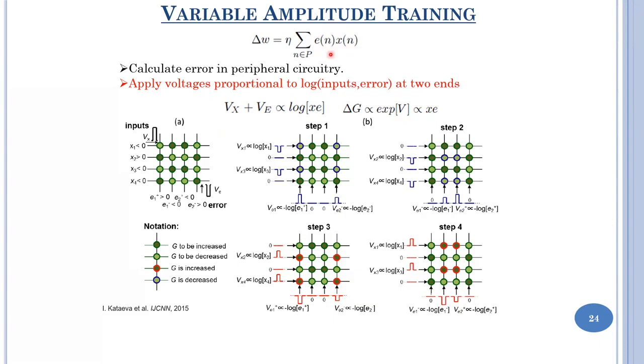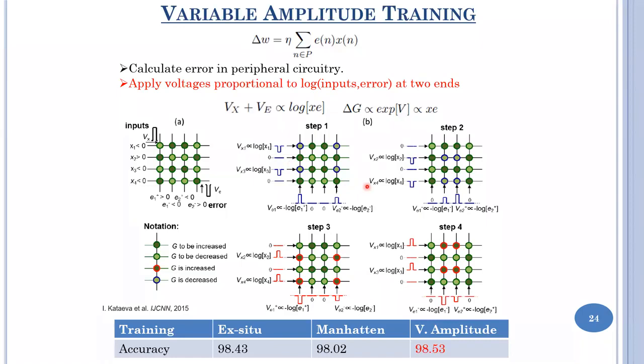So you can also change the amplitude, or the change in the conductance, proportionally to the value of error multiplied by this Xn. That is something you can do just by encoding your voltages proportional to the log of inputs and errors. We performed several simulations on this, and what we found out was the accuracy of the training accelerators on MNIST dataset and even CIFAR dataset. I have reported the results of the MNIST dataset. On MNIST, if you train your neural networks using XC2 training, that is you only train your networks in software, then the accuracy is 98.43.